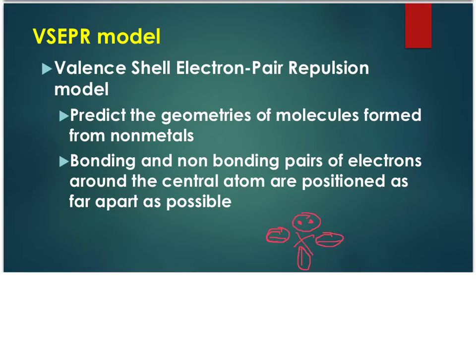Now, why do we call it valence shell? Remember, we draw Lewis dot structures, and from the Lewis dot structures, we use our valence electrons. So the electrons in the valence shell. Now remember, electrons are all negatively charged. So when you put two negative charges close to each other, they tend to repel. So that's why we call it the repulsion model.